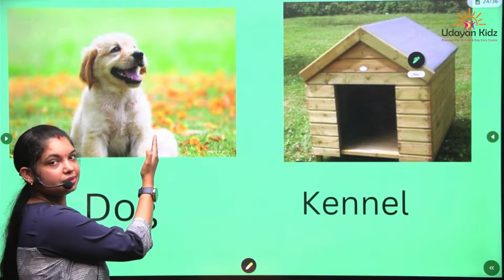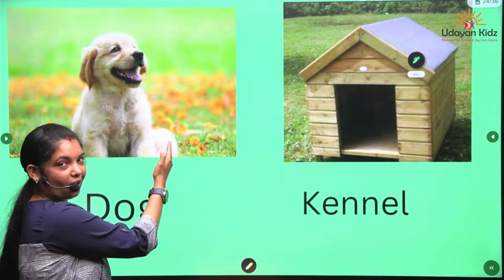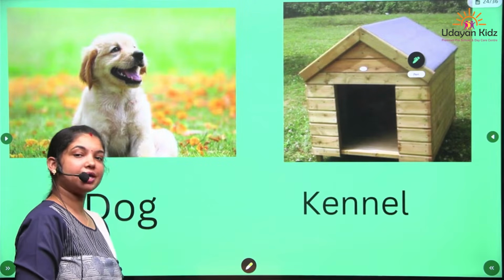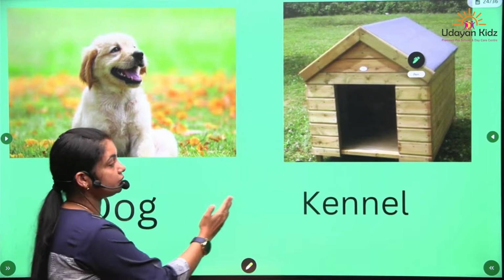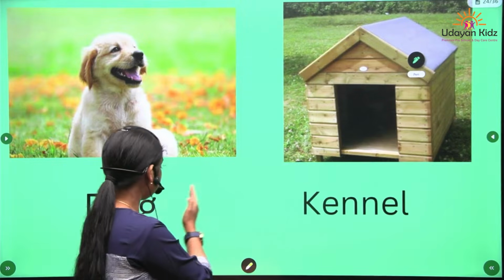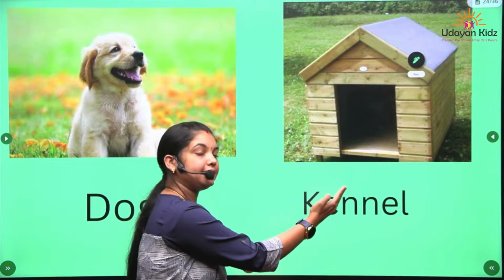Which animal is this? This is a dog. Dog is a pet animal. The dog lives in the kennel.